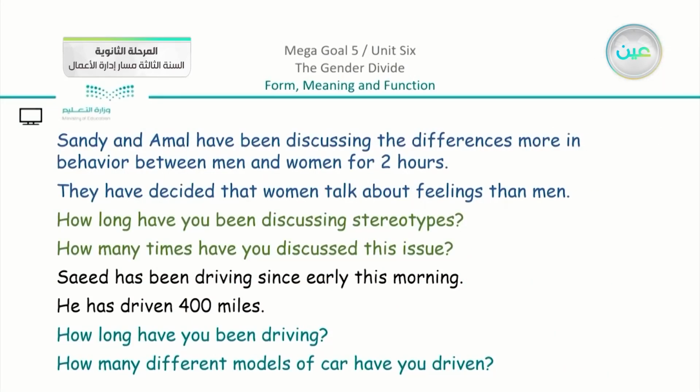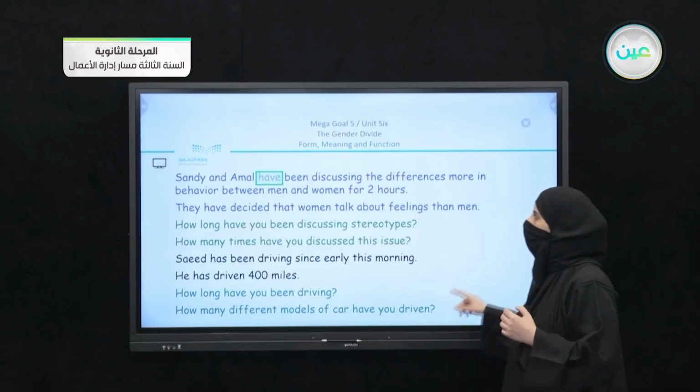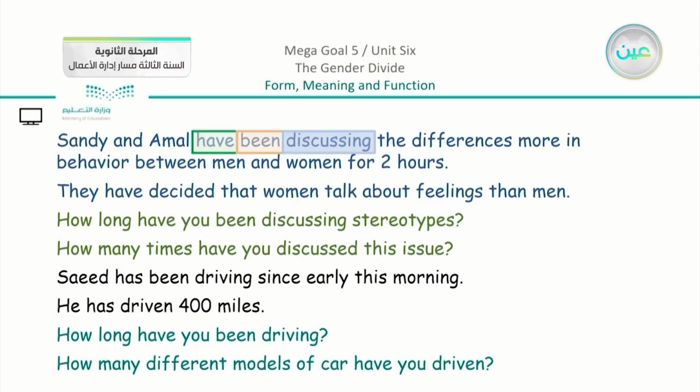So we can see other examples here, and just keep in mind the word since that we have in the first example. Now, reading the examples, we have the first one, Sandy and Amal have been discussing the differences in behavior between men and women. Of course, we have here have, because we have two girls, plural. And you can see that we have here been plus the verb ing, which means that we are focusing on time. And at the very end of the sentence, we have the phrase for 2 hours. How many hours? 2 hours.